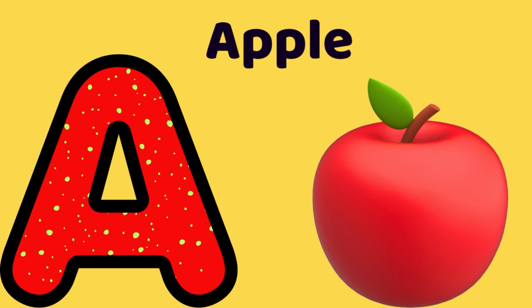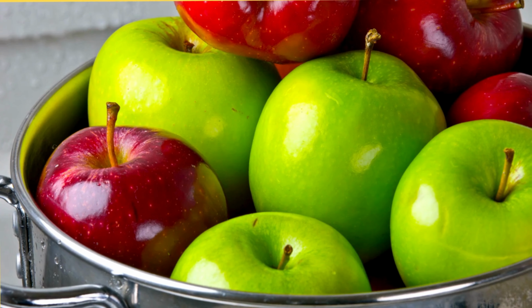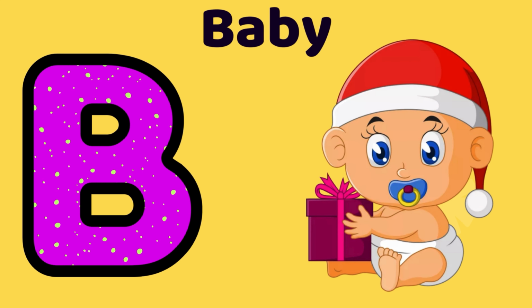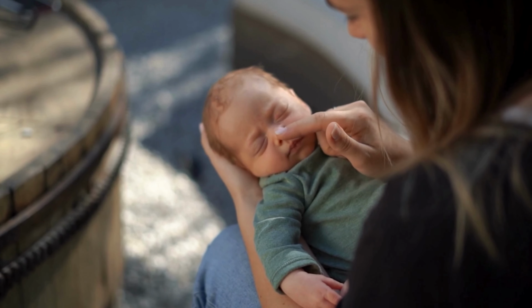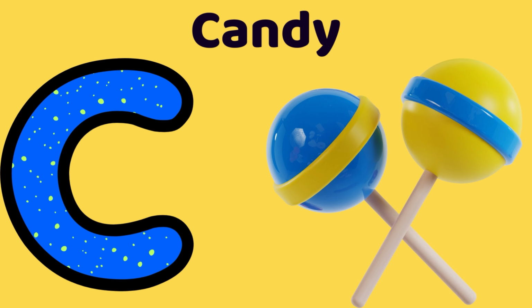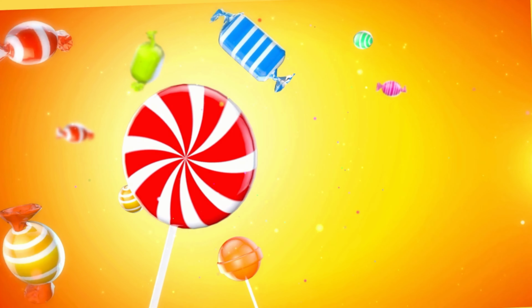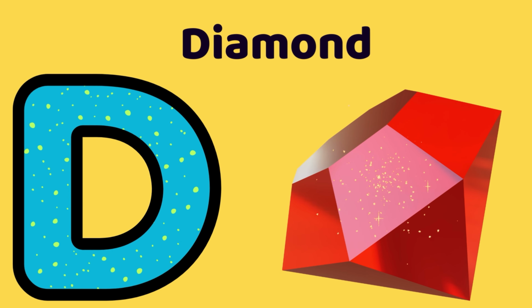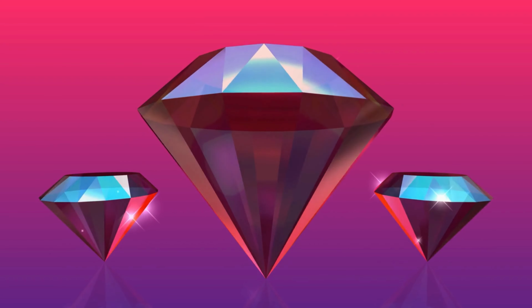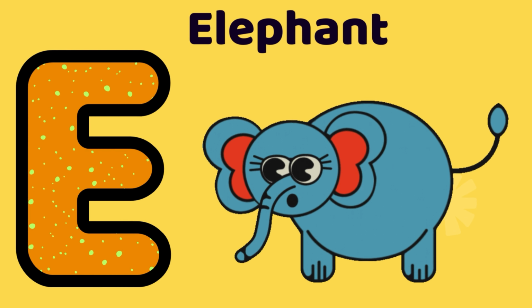A is for apple, a, a, a, a, apple. B is for baby, b, b, b, b, baby. C is for candy, k, k, k, k, candy. D is for diamond, d, d, d, d, diamond. E is for elephant, a, a, a, a, elephant.